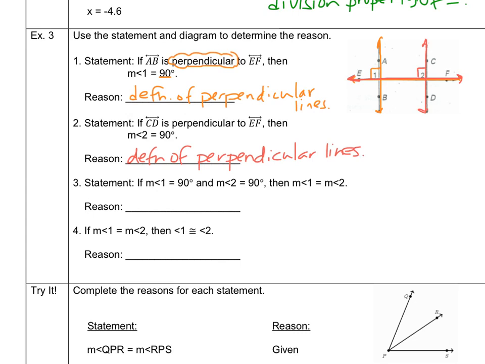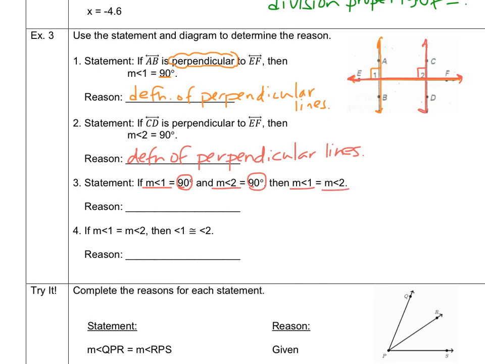As we look at that picture, it says the measure of angle 1 equals 90 degrees. So we've got that right angle labeled on the picture, and angle 2 equals 90 degrees. Then the measure of angle 1 would equal the measure of angle 2. So let's think about, out of all the reasons we had on our reason sheet, if the measure of angle 1 equals 90 and the measure of angle 2 equals 90, then angle 1 should equal angle 2.